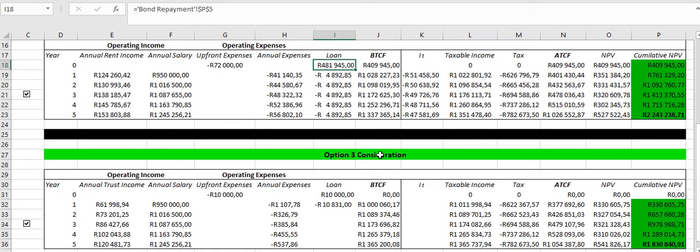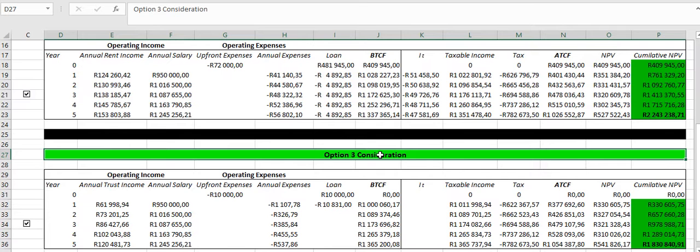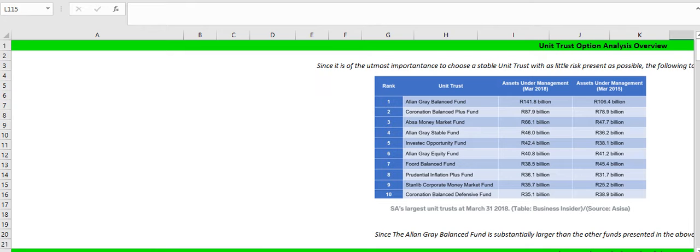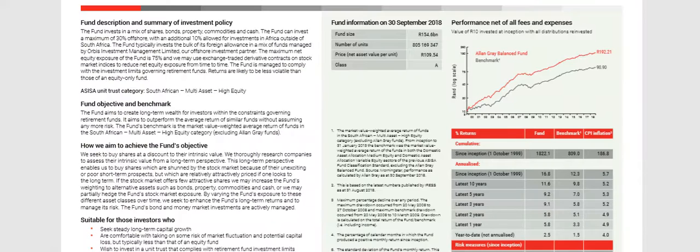Option 3 involved selling the property and investing the capital into a portfolio spread across no more than 3 unit trusts with the assistance of a financial advisor. To determine which unit trust would be best, a table of the top 10 single performing unit trusts was drawn up, and it was decided to invest all of the capital into the single unit trust for maximum earning potential in a relatively safe environment considering the size of its asset portfolio, which is the Allan Gray Balanced Fund. The trust information was obtained from the trust-specific online brochure on the Allan Gray website, which can be seen over here.